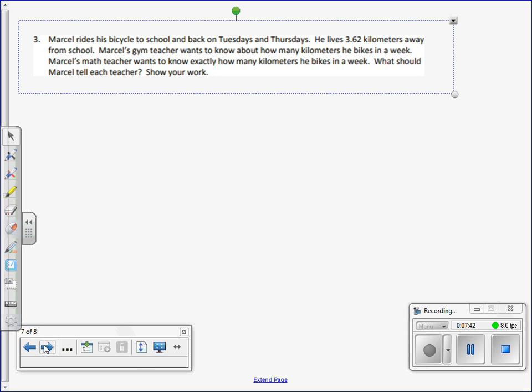Marcel rides his bicycle to school and back on Tuesdays and Thursdays. He lives 3.62 kilometers away from school. Marcel's gym teacher wants to know about how many kilometers he bikes in a week. Marcel's math teacher wants to know exactly how many kilometers he bikes in a week. What should Marcel tell each teacher? Okay, so we need an estimate and we need an exact. So let's do the gym teacher first.